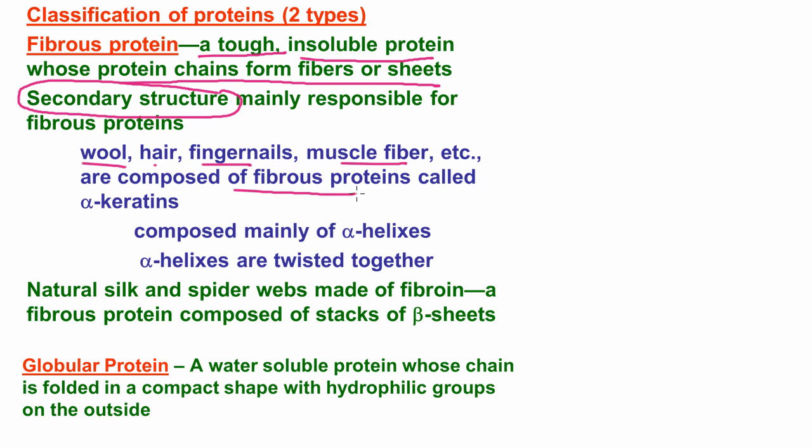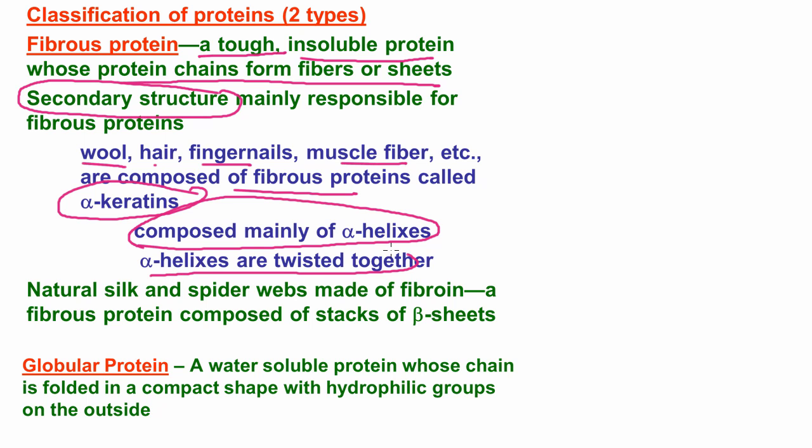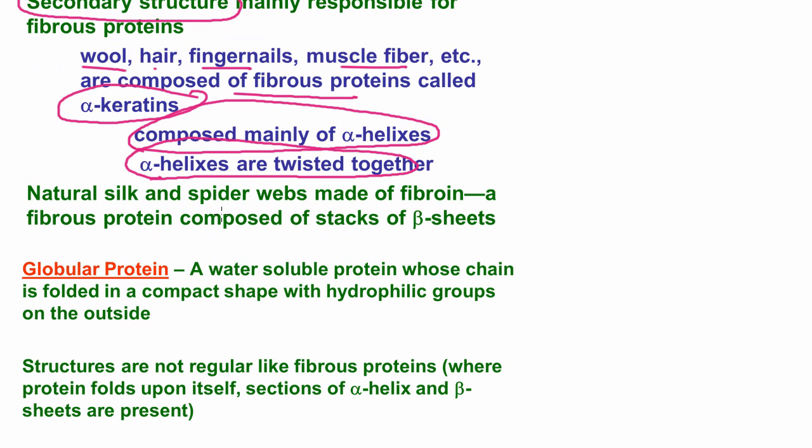They're composed of fibrous proteins, which we call alpha keratins. They're composed mainly of alpha helices, and these helices are twisted together to form even more structure. Spider webs are made of fibrin, and this is a fibrous protein that's composed of stacks of beta sheets. Silk also has this structure.